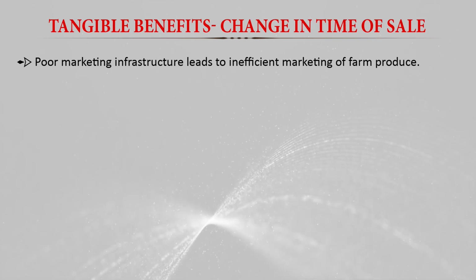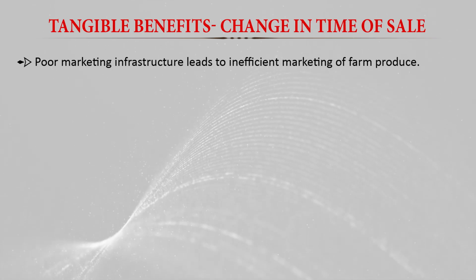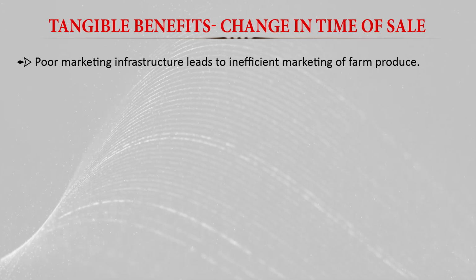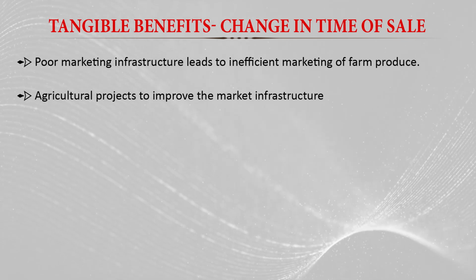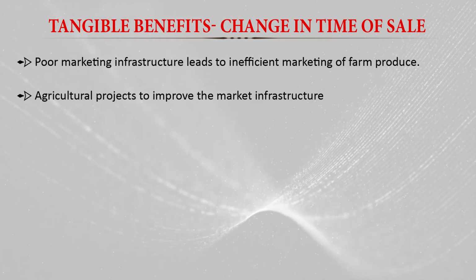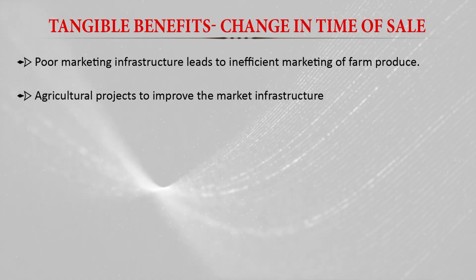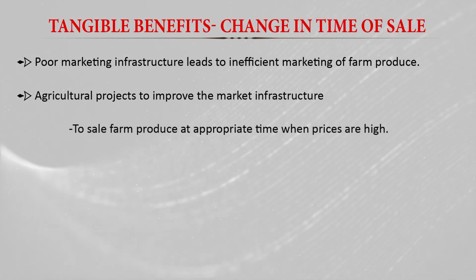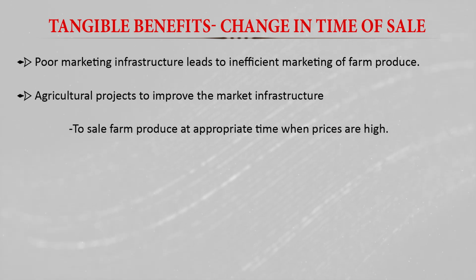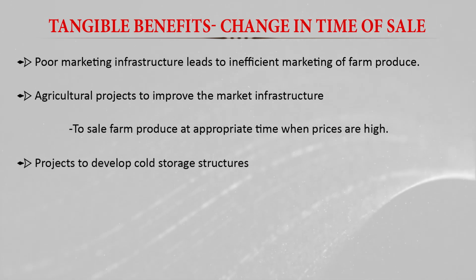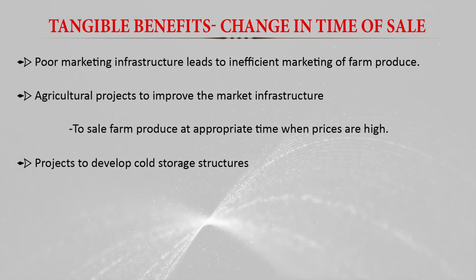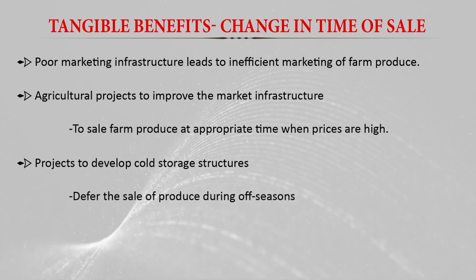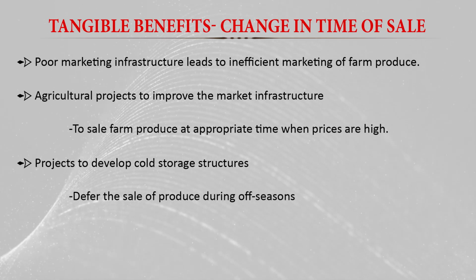Change in the time of sale is another kind of tangible benefit. Due to inefficient or poor marketing infrastructure, we are not able to get good prices for our produce. So if there is a project which improves the marketing infrastructure, we will get higher prices in the market. For example, if we are able to create cold storage facilities in the rural areas, we can sell the produce at higher prices in the off season.